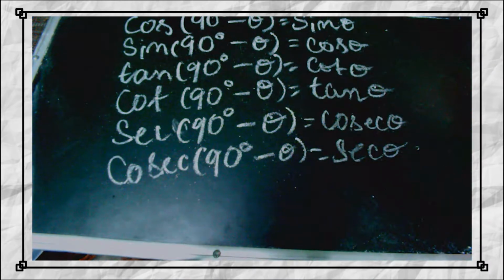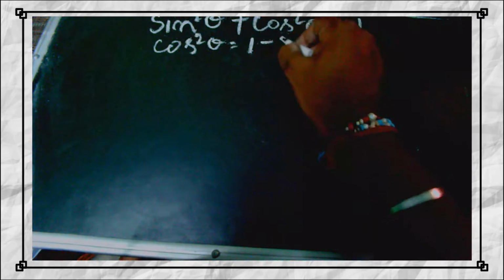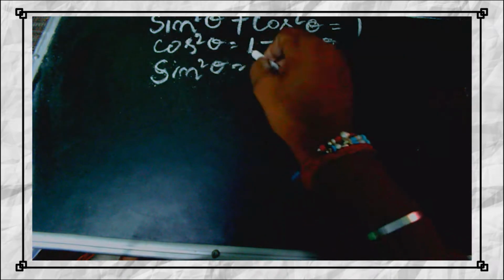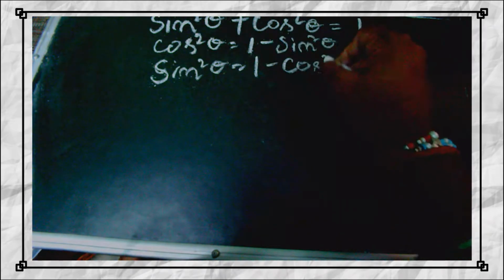So these were some fundamental relations between the trigonometric ratios. These are to be remembered. Now we will see what will be the values of trigonometric ratios if we add their squares. So let's see. Sin square theta plus cos square theta equals 1, or cos square theta equals 1 minus sin square theta, and sin square theta equals 1 minus cos square theta.